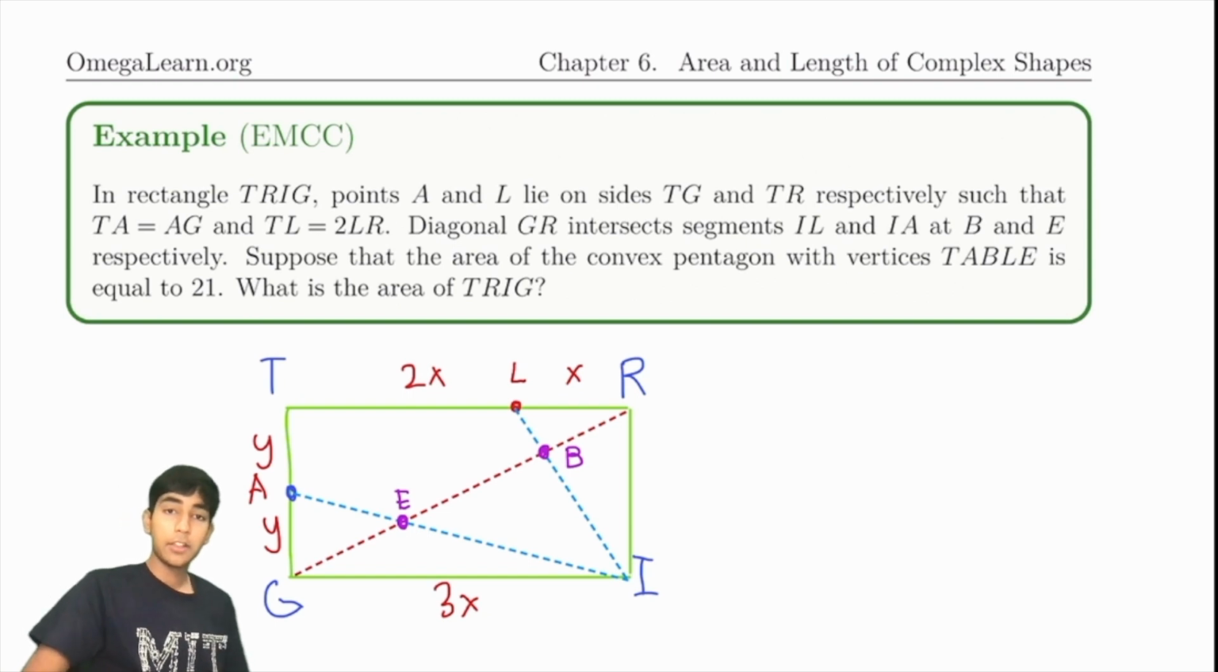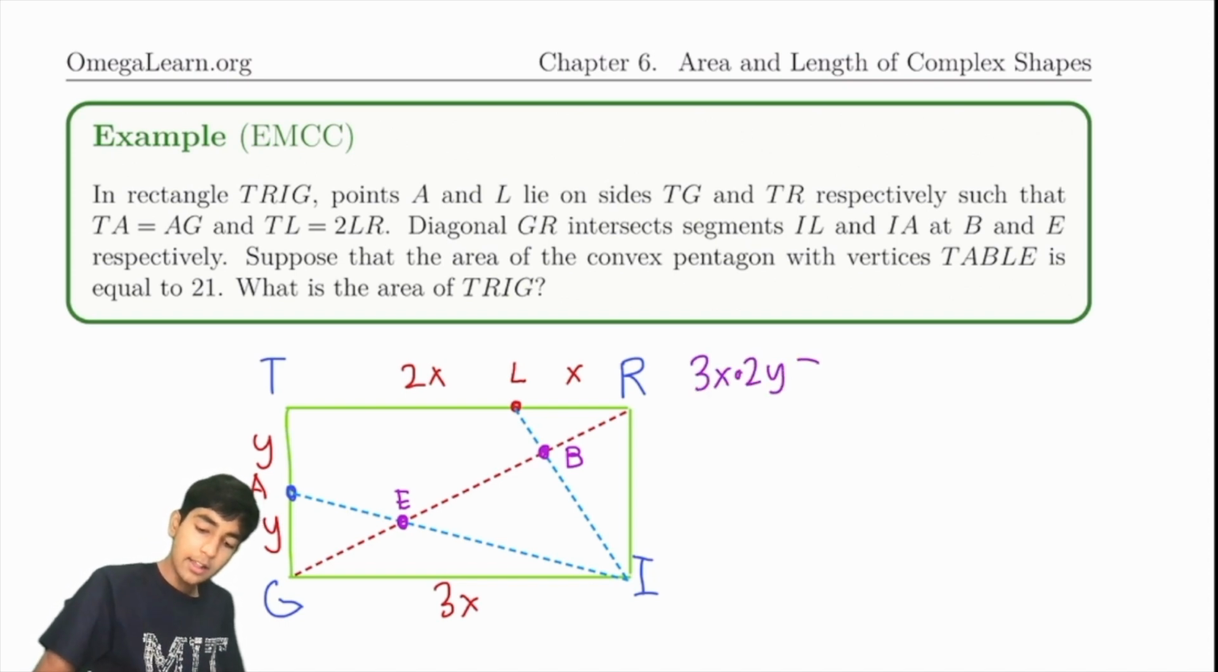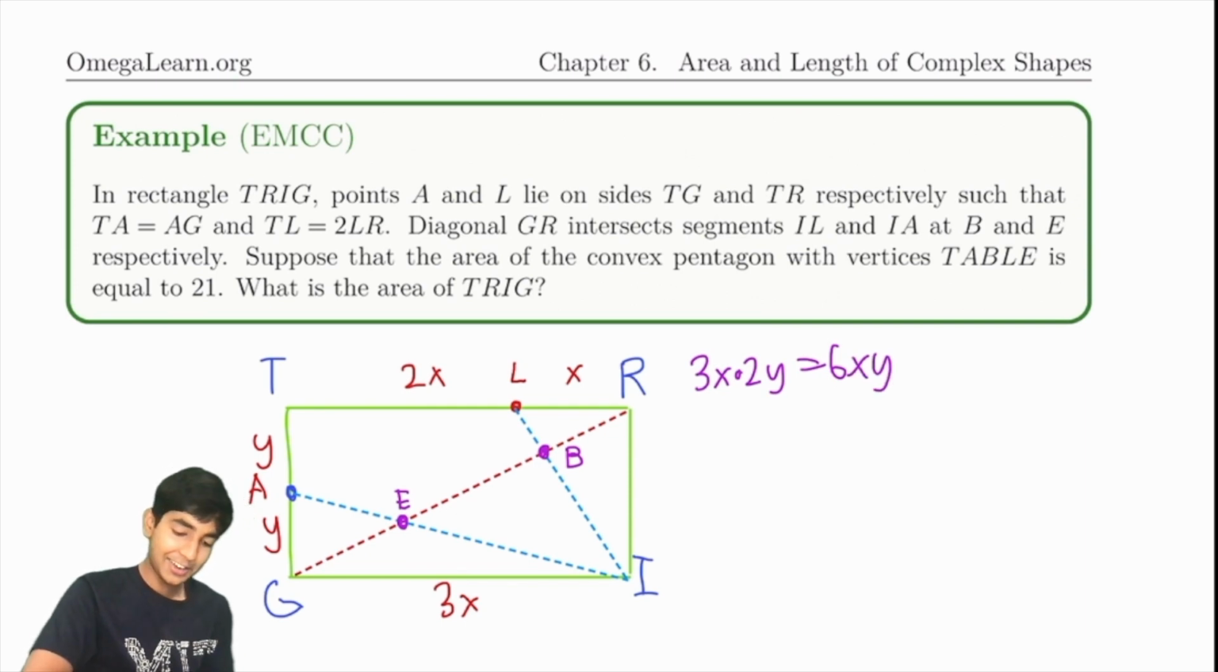What is the area of this entire rectangle in terms of variables? If you don't know what the area is directly, in terms of variables, it's 3x times 2y, 6xy. Okay.